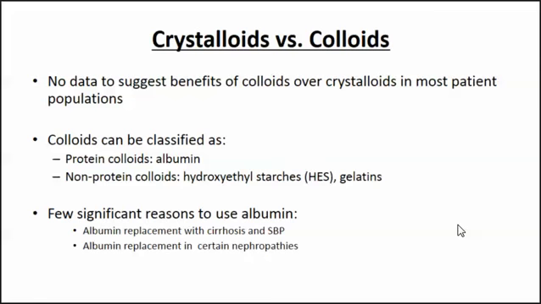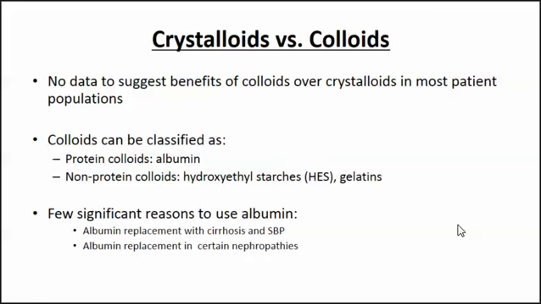There's a couple of places where albumin actually is indicated, and it's indicated in a different way than we used it. The first is for albumin replacement in patients who have cirrhosis, but only if they also have spontaneous bacterial peritonitis. So if you're treating someone with spontaneous bacterial peritonitis, replacing their albumin may actually improve outcomes, as well as in certain nephropathies and also in hepatorenal syndrome, using albumin replacement therapy. So that's different than using a colloid resuscitation fluid.